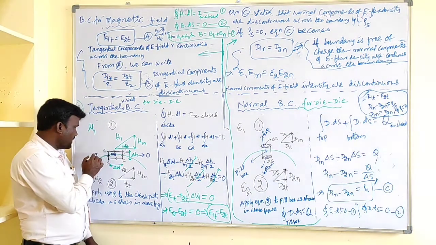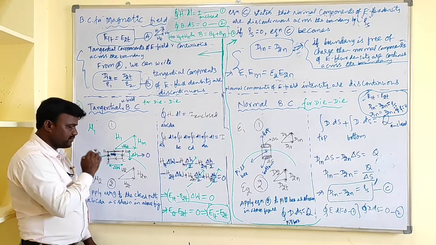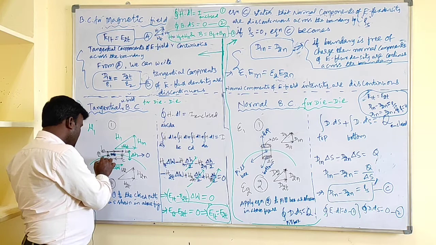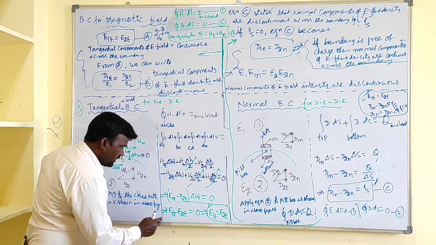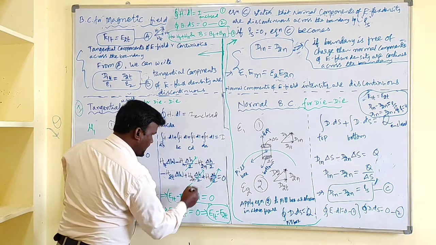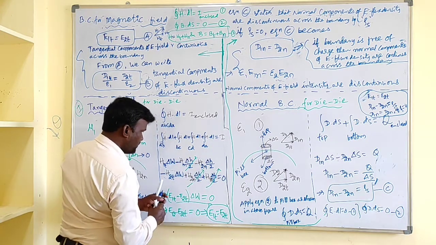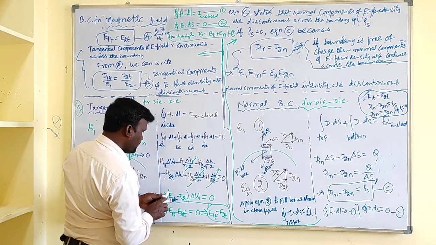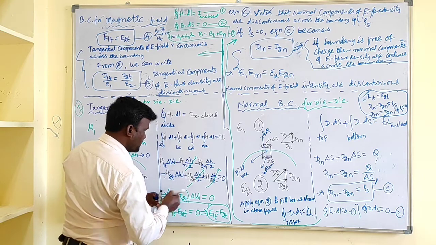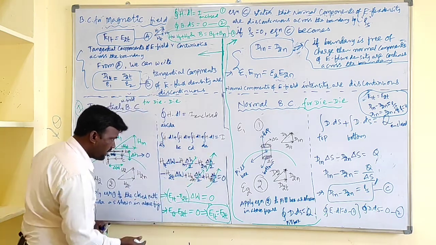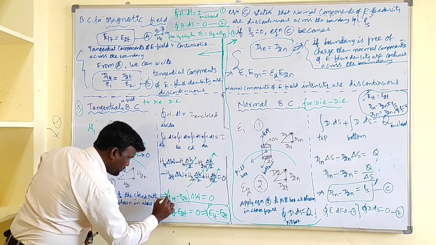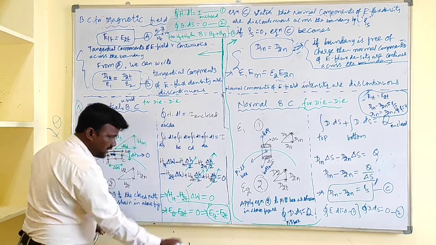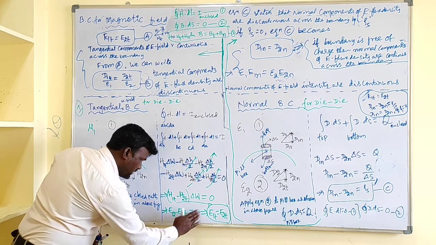From this point to this point, we can take this as delta h by 2. We can take this distance like this, that is delta h by 2, and here again this one is what? So as these are cancelled out, H1n delta h by 2 minus H1n delta h by 2 minus H2n delta h by 2 plus H2n delta h by 2 are cancelled out. Remaining parameters are what? First one is H1t into delta w, and another one is H2t into delta w, and here we can take delta w as common.